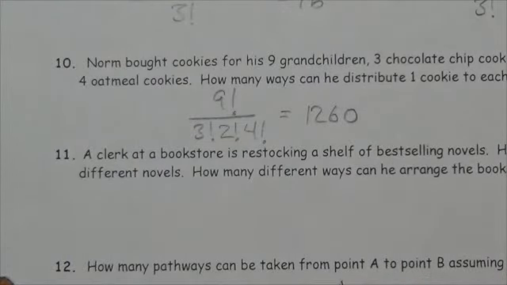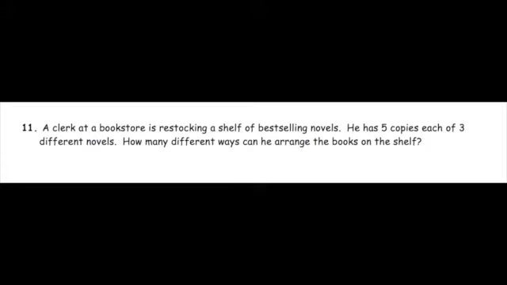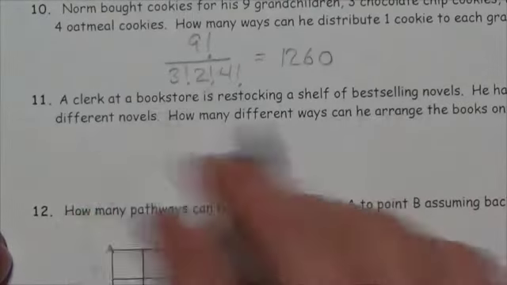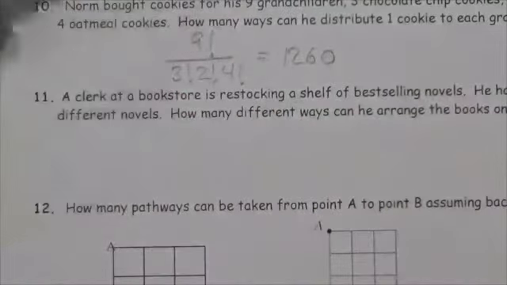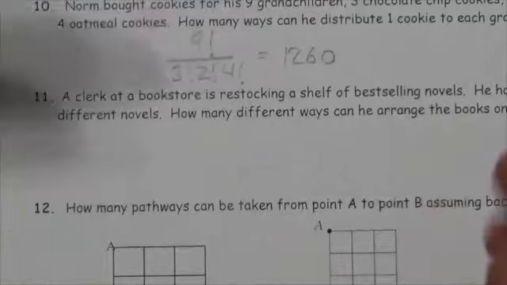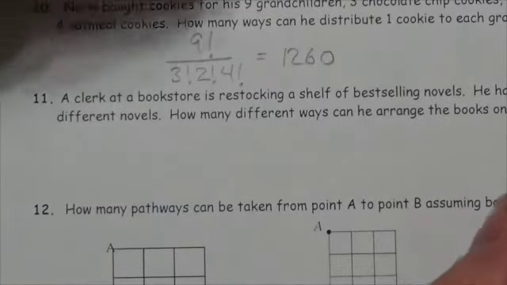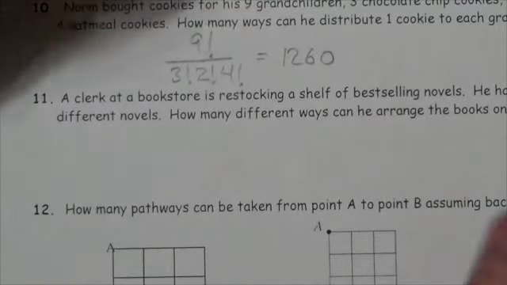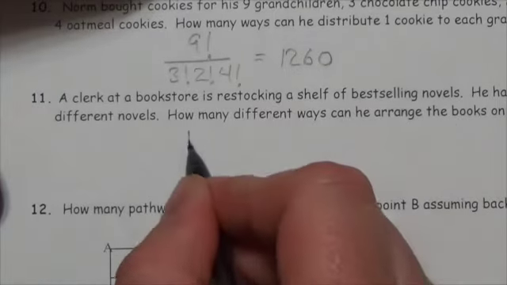Okay. A clerk at a bookstore is restocking a shelf of best-selling novels. He has 5 copies of each of 3 different novels. How many different ways can he arrange the books on the shelf? Okay. Actually, you can probably even visualize what's going on with this one. You can kind of see how this one would work here. So 5 copies each of 3 different novels. Now that means there are 15 books.